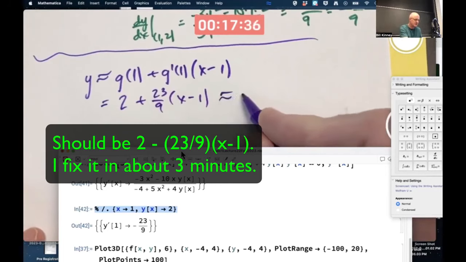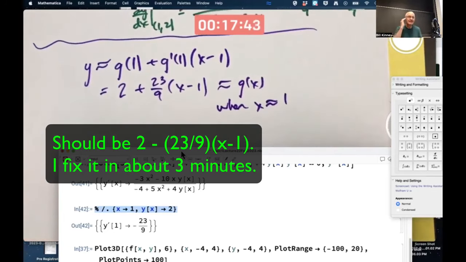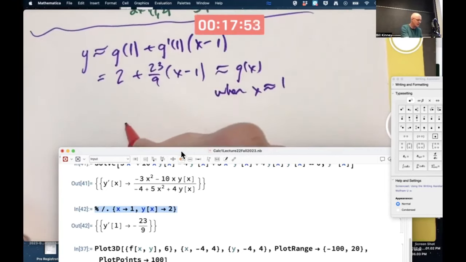This is approximately g of x when x is close to 1. Where again, g of x is this unknown function. I never solved for it. But I do know its value at 1, and I do know its derivative at 1. And therefore, I could estimate g when x is close to 1.